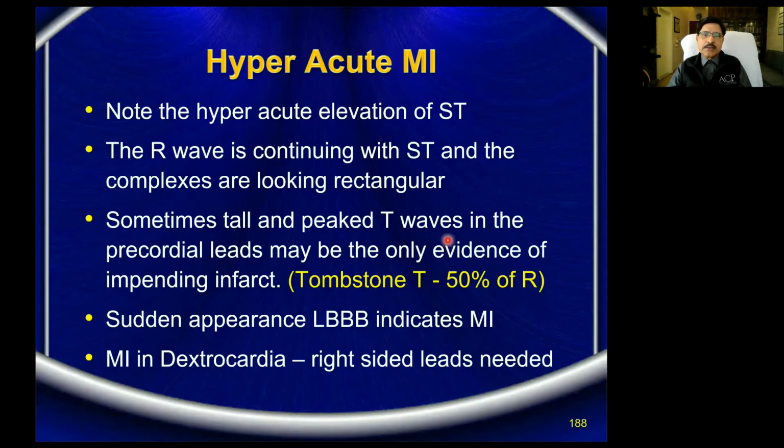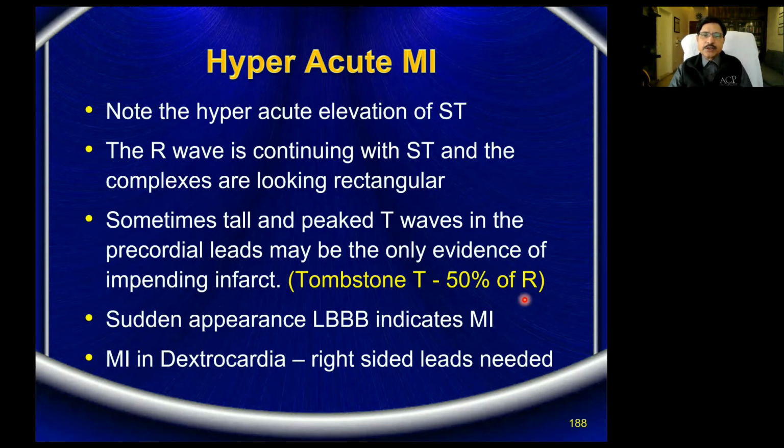In that case, sudden appearance of LBB indicates myocardial infarction. Any patient presenting for the first time with left bundle branch block, or to some extent right bundle branch block, also, more notoriously LBB, is a candidate for myocardial infarction. How do I know that it is the new appearance? Previous ECGs. All the previous ECGs are normal and this ECG is showing LBB. No other evidence is required. Straight away it is myocardial infarction.